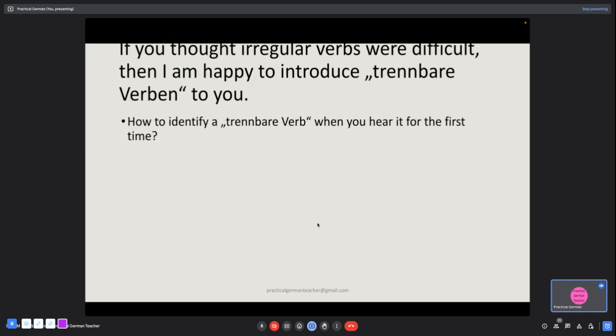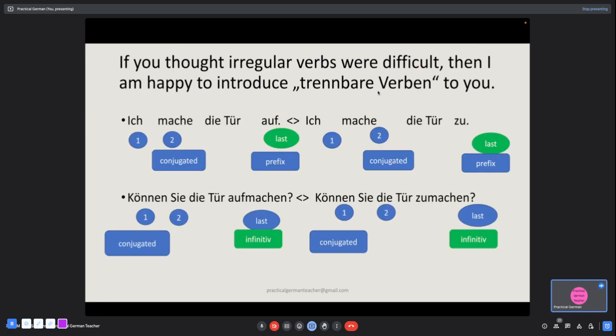Okay, so we understood the syntax, and now I don't think you need to know this, but how to identify a Trennbare verb when you hear it for the first time. Let's say you're talking to your colleague and the colleague uses a verb you are hearing for the first time, in a sentence where there's a modal verb as well. So if I go back, it looks like this: machen auf. It looks like there was a prefix and it has been pushed to the last position. But if you read this sentence, you cannot really make it out, right?